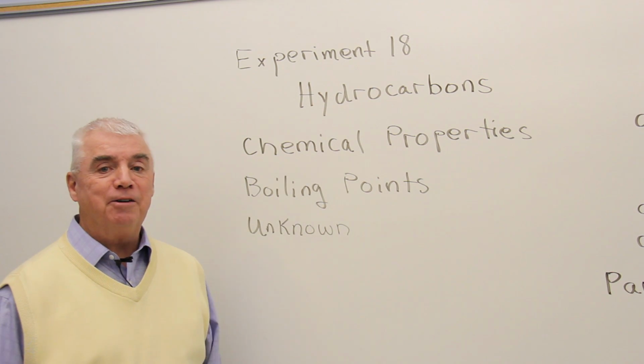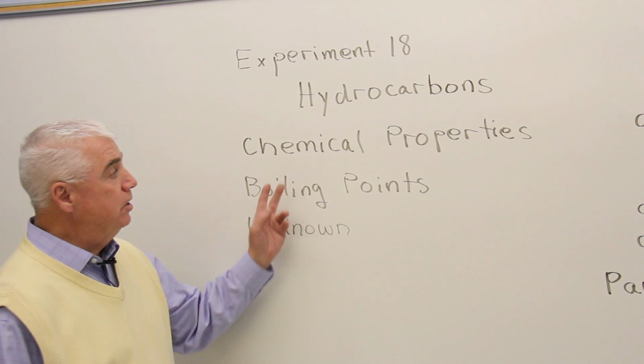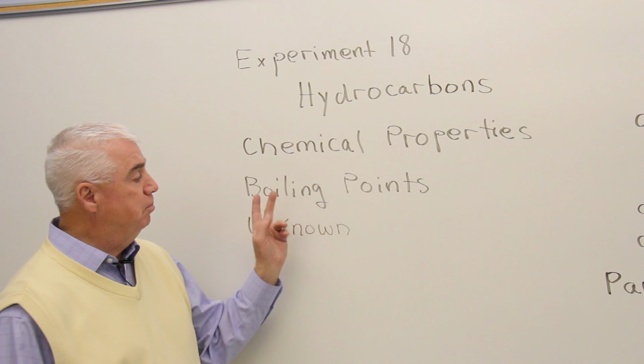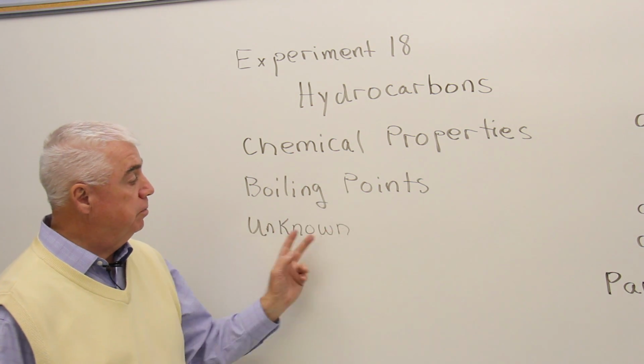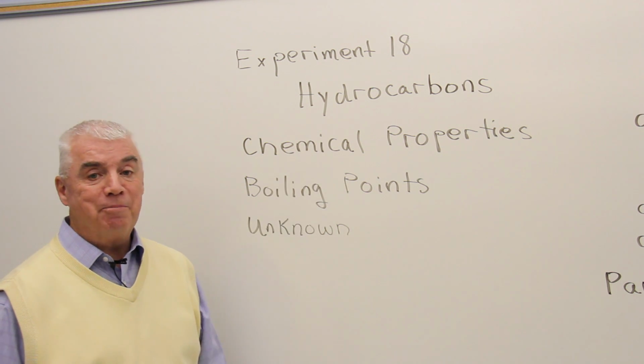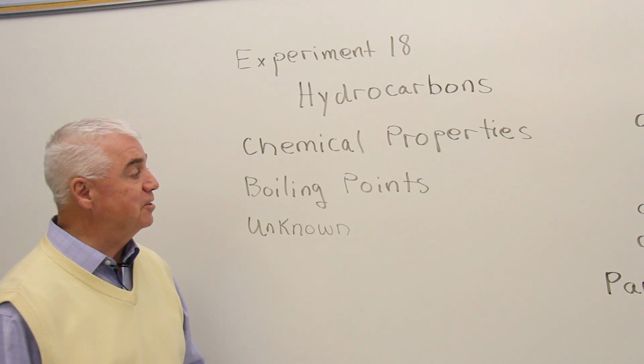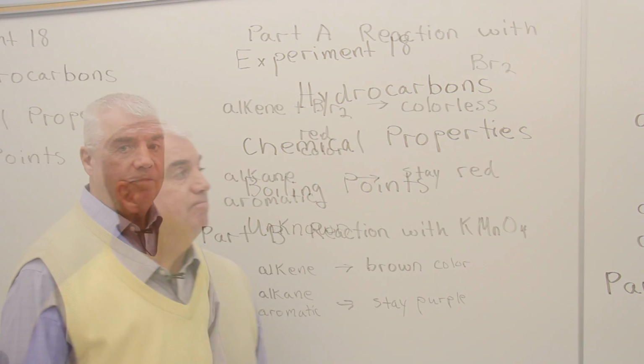Experiment 18 deals with hydrocarbons. You'll look at chemical properties, boiling points, and you'll have an unknown that you try to identify by using chemical properties and boiling points. Let's look at part A.